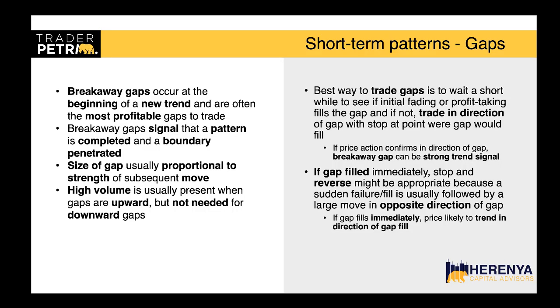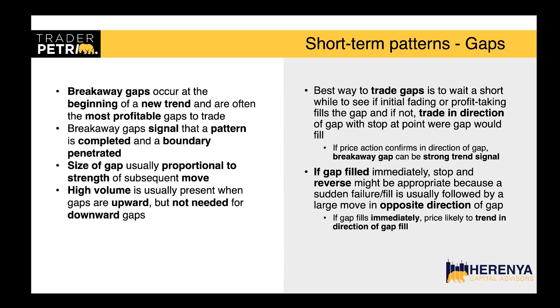Starting with the primary types of gaps, the first one is the breakaway gap. A breakaway gap generally occurs at the beginning of a new trend and is often the most profitable of all the gaps to trade because it is at the beginning of a new trend. So it gives you early warning that you can get into the trend a lot quicker.